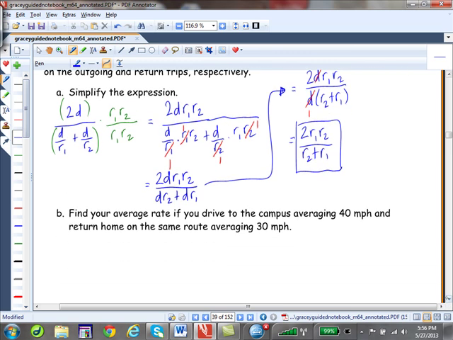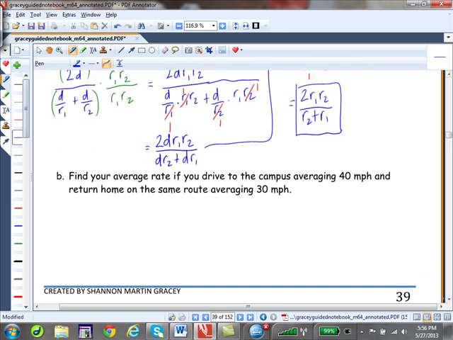So now, this is the next part. Find your average rate. If you drive to the campus averaging 40 miles per hour and you return home on the same route, which means the same distance, averaging 30 miles per hour. So, R1 is 40 miles per hour. R2 is 30 miles per hour. So here we go.